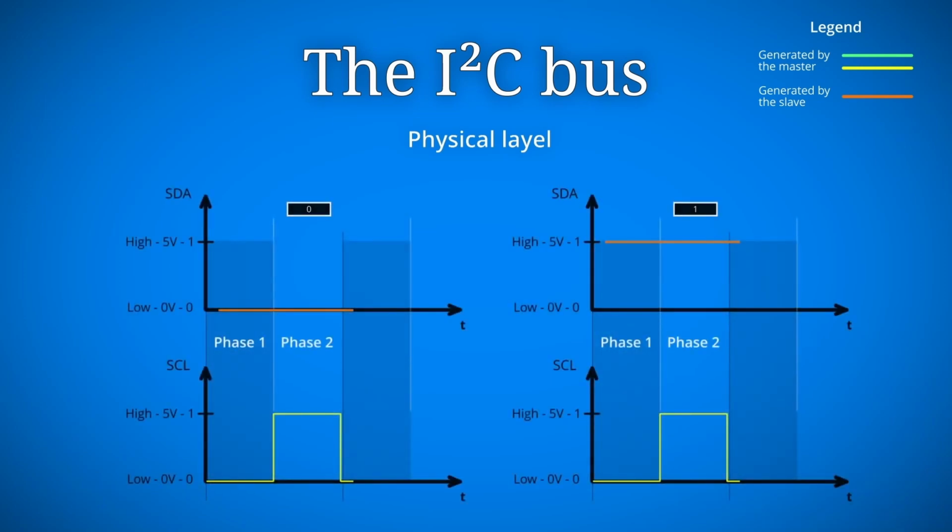If it's the slave that wants to transfer the bit 0 to the master, the slave sets SDA in the low state during phase 1 and keeps this state during phase 2, and the master reads the bit value on SDA during phase 2. If it's the slave that wants to transfer the bit 1 to the master, the slave sets SDA in the high state during phase 1 and keeps this state during phase 2, and the master reads the bit value on SDA during phase 2.